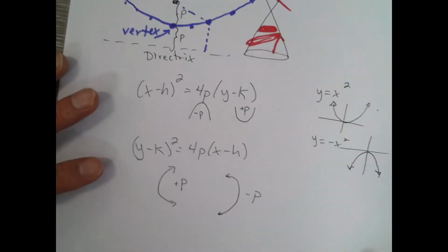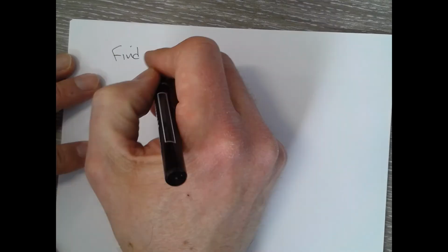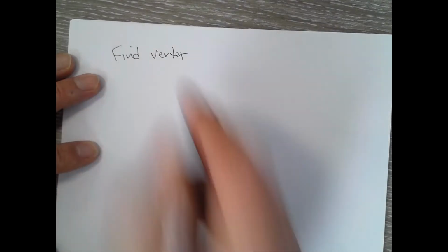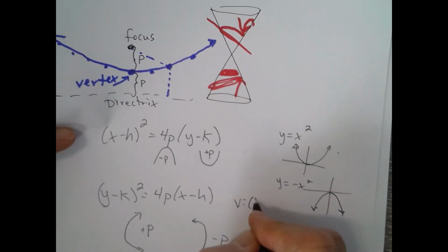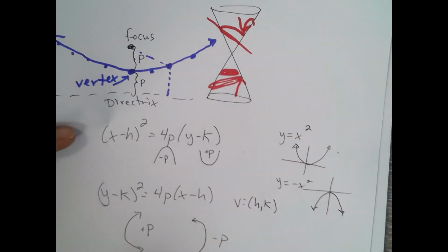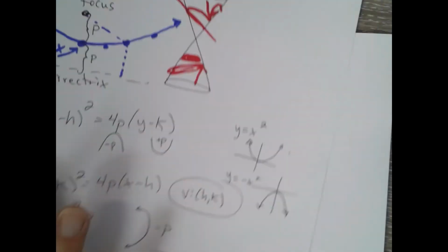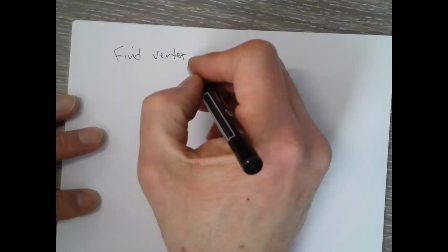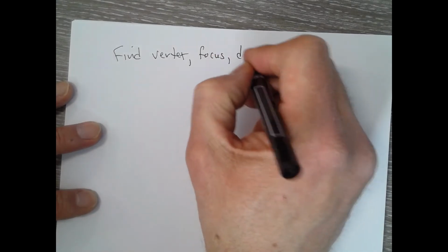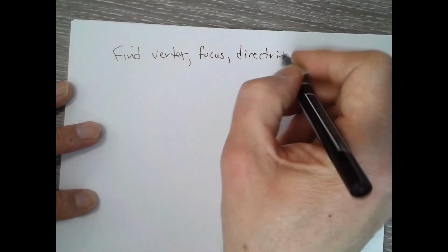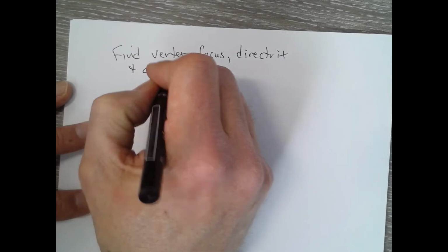So I'm just going to give you some examples, and then you can use it as a resource if you want to. So let's find the vertex. Oh, by the way, the vertex is always h comma k. So we're going to find the vertex, the focus, directrix, and we always make a sketch.